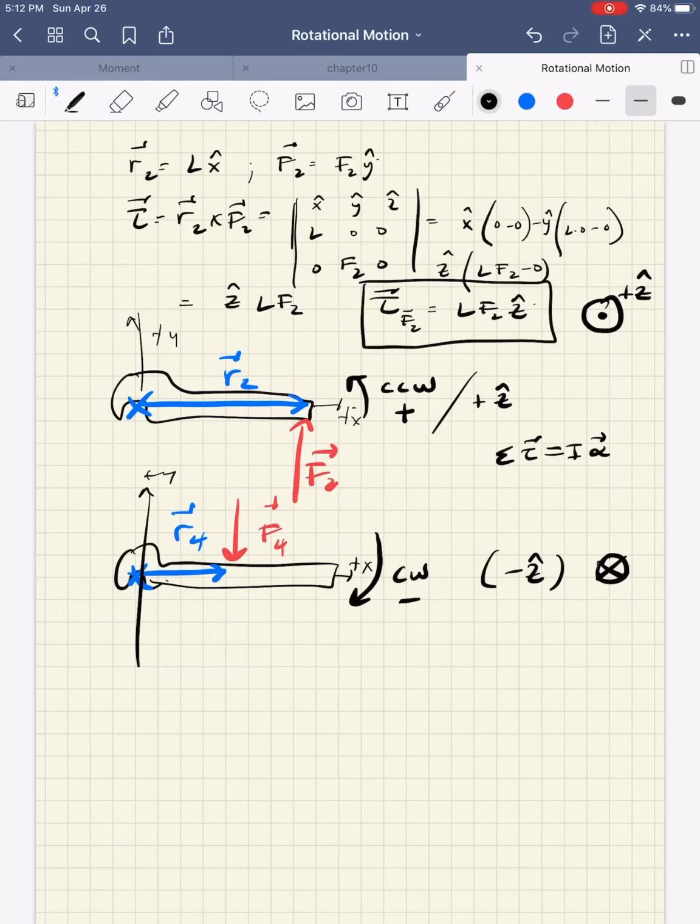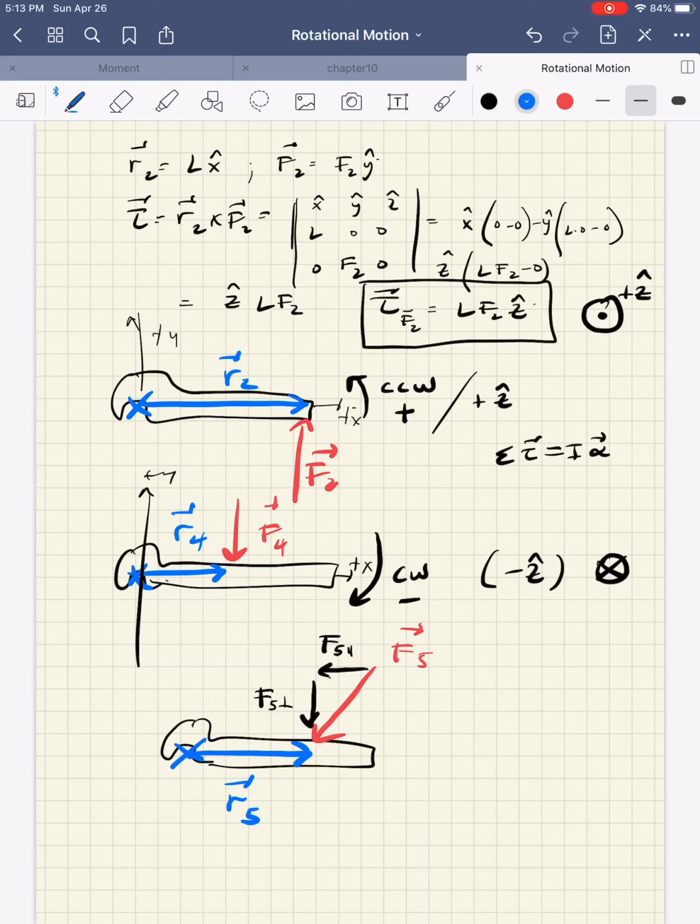Also, you can have forces that only have components that contribute to the net torque. So what if I had a force like this, F5, then I would have a component both parallel and perpendicular to the r vector, right? So this would be F5 parallel and F5 perpendicular to the r vector, because here's my r vector, right? This would be R5 now, points from the axis of rotation to the location of the force.